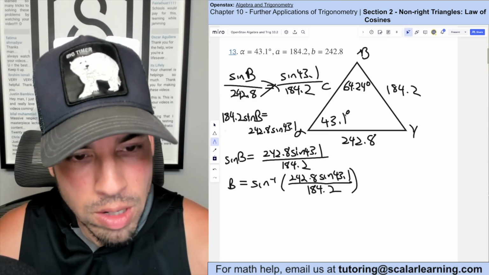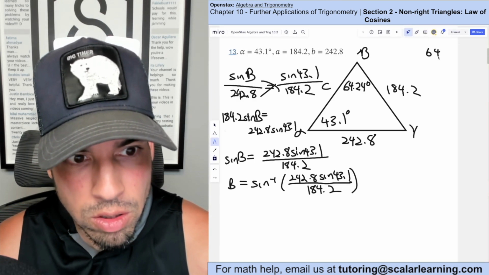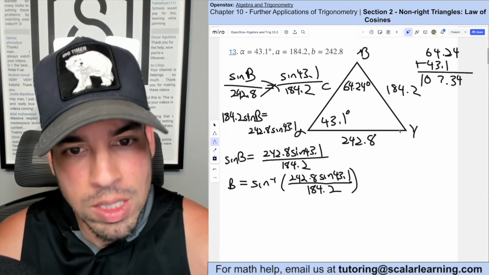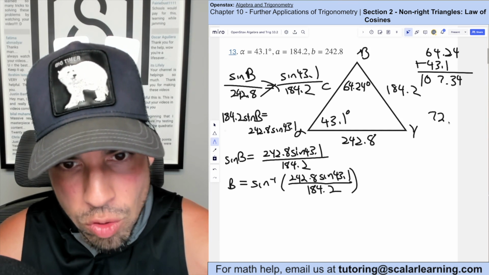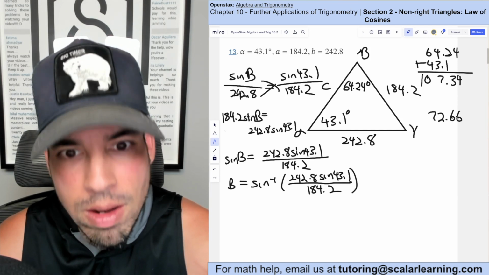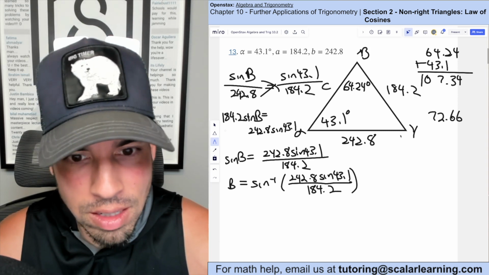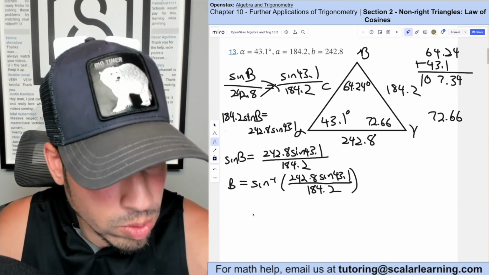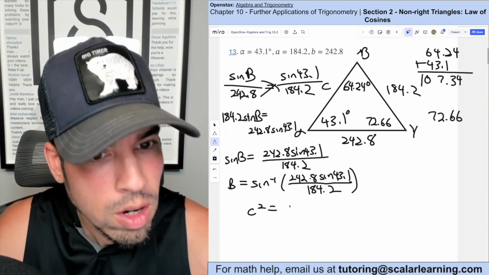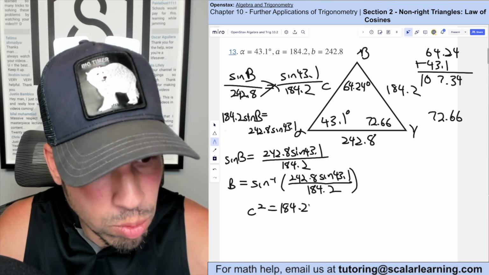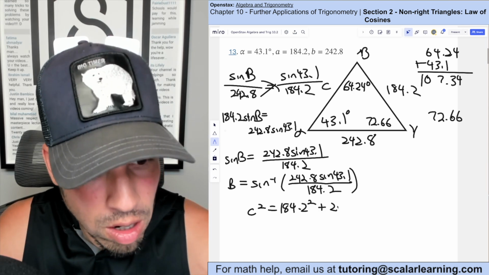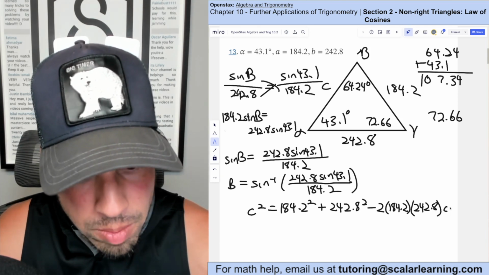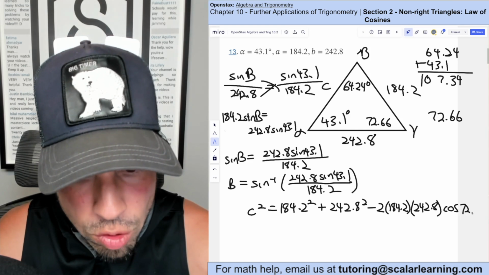And we can use these two now together to find gamma. If we add those together, we get 107.34. So that means this missing angle has to be 72.66, right? It's whatever basically adds to this to get us to 180. Now we can use law of cosines, right? Because now we know the angle opposite C. So we got C squared is equal to, then we have the other two sides. So first 184.2 squared plus the other side, 242.8 squared, minus 2 times each of those sides, times cosine of that opposite angle, which is 72.66.